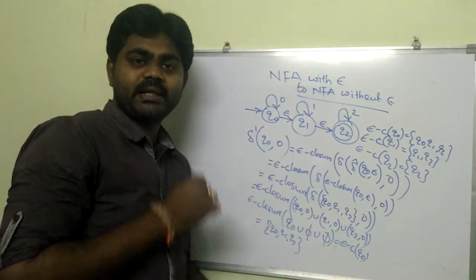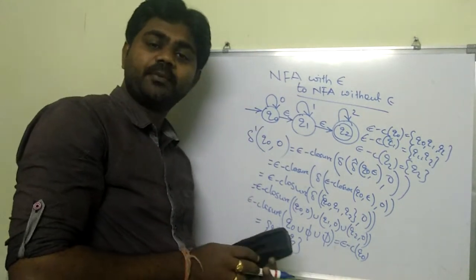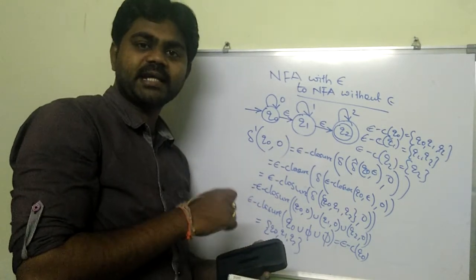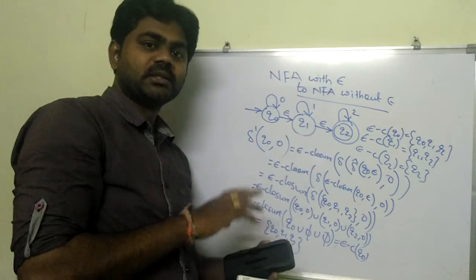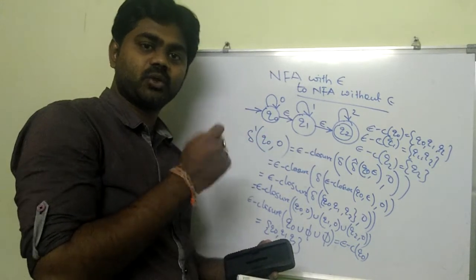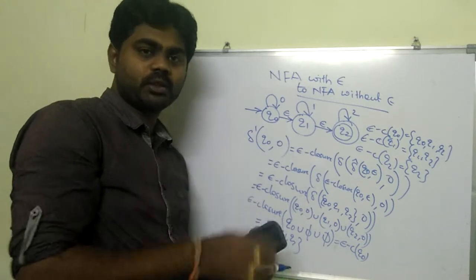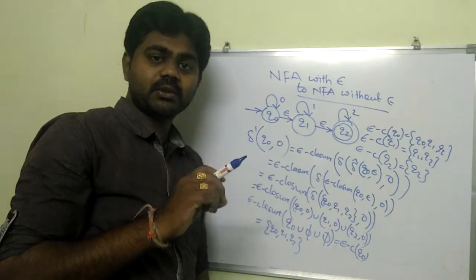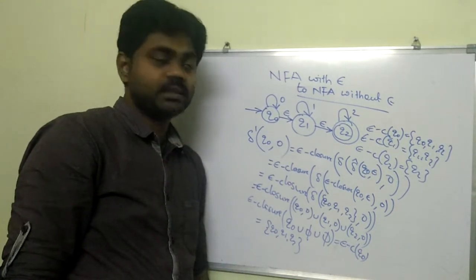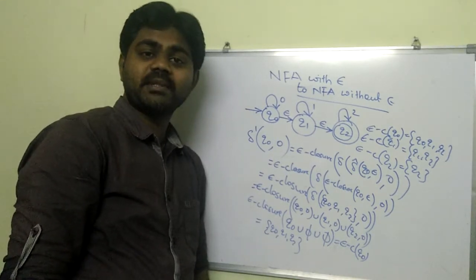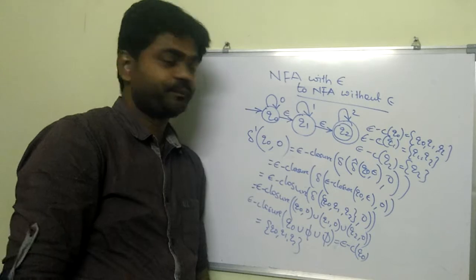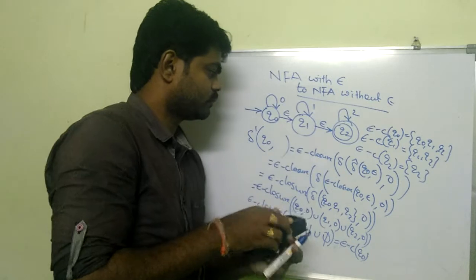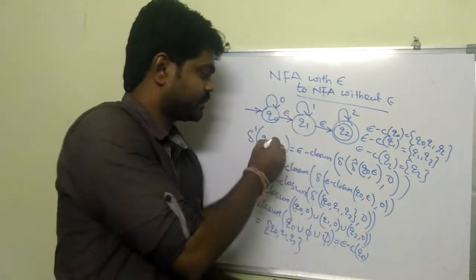So what I did here, first I applied input 0 on Q0. Now I need to apply input 1 on Q0. Next I need to apply input 2 on Q0. Next, I should apply input 0, 1, 2 on Q1, and then input 0, 1, 2 on Q2. You understood, right? So first Q0 comma 0 is over. Next I need to find delta dash of Q0 comma 1.